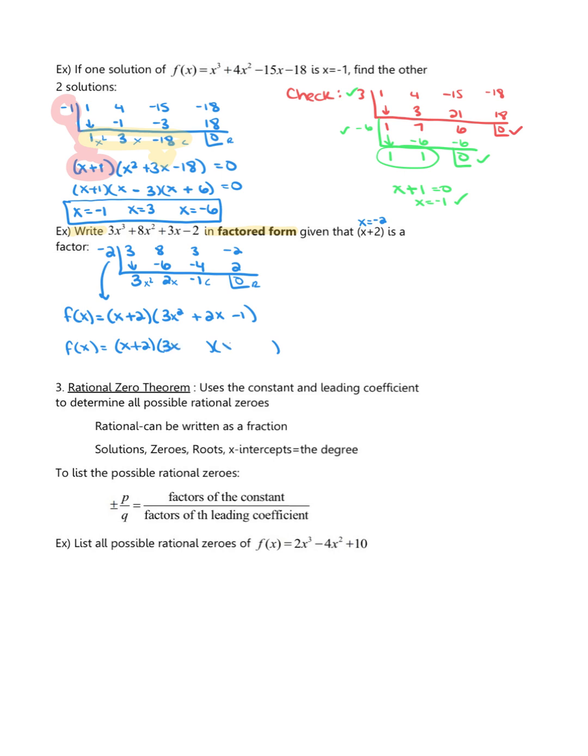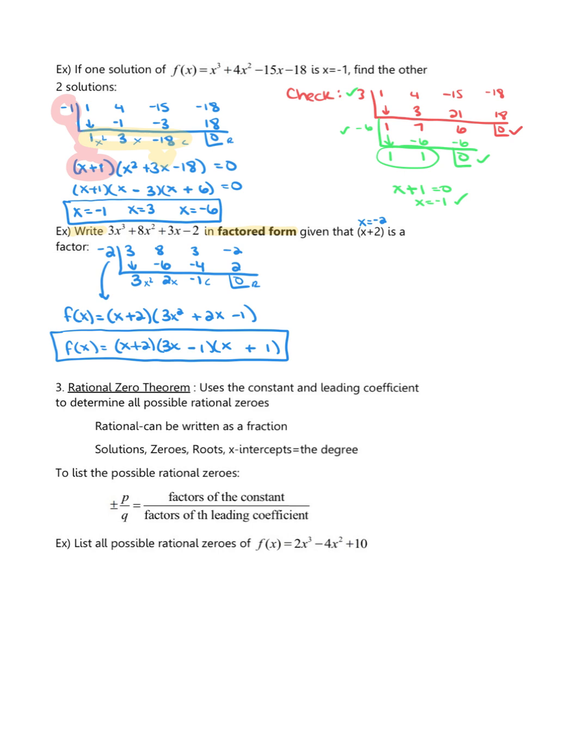So 3x times x is 3x squared. 1 times 1 is 1. 3x minus 1x is 2x. So this is our factored form.